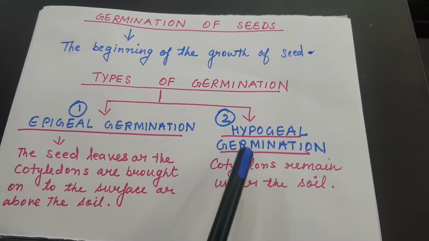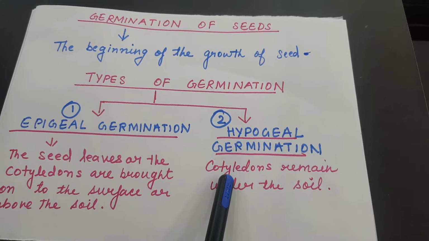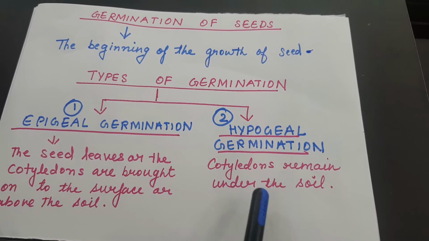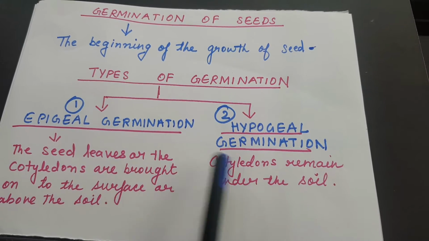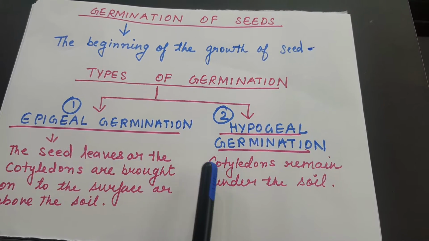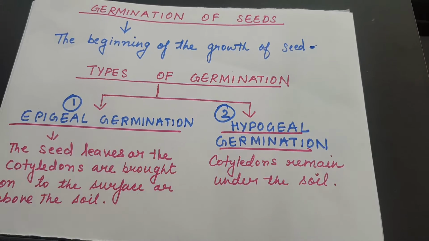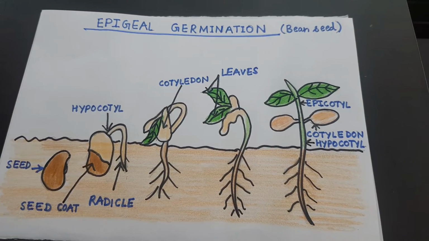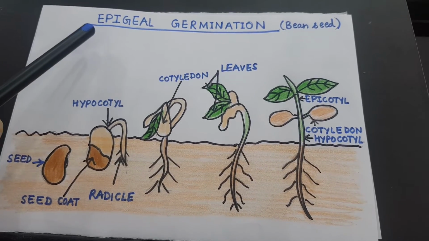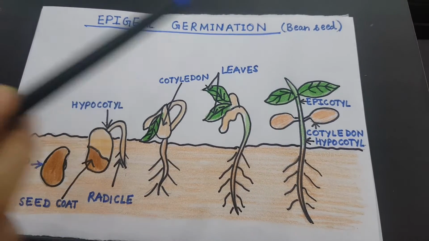In case of hypogeal germination, what happens? The cotyledons remain under the soil. I'm going to explain both the types of germination through diagrams. Now, let us study epigeal germination in case of bean seed.